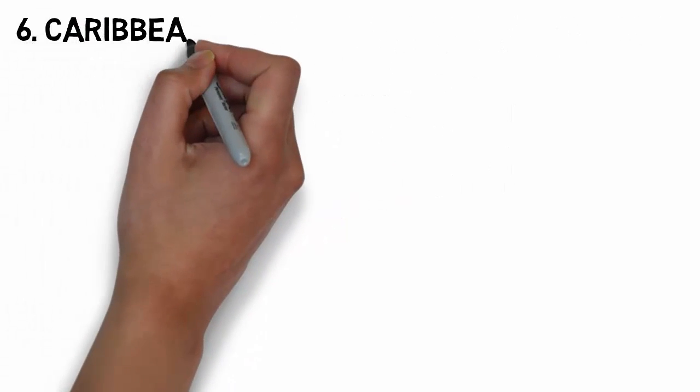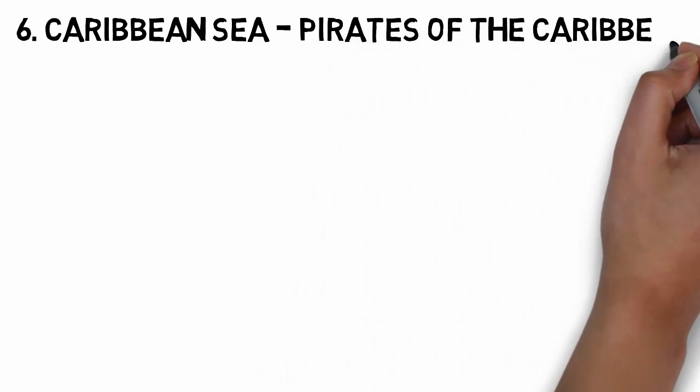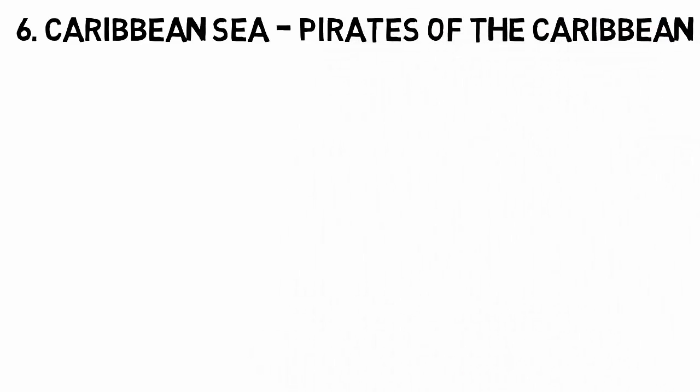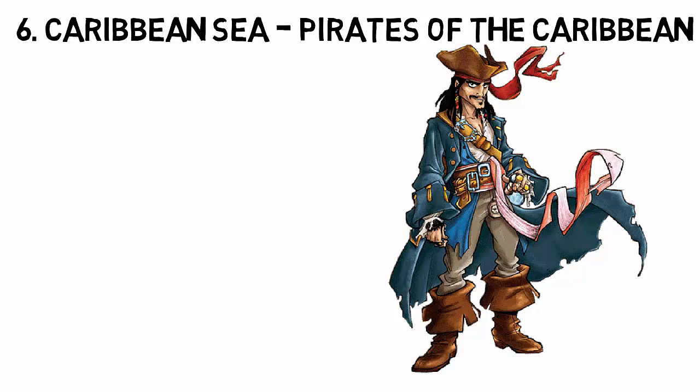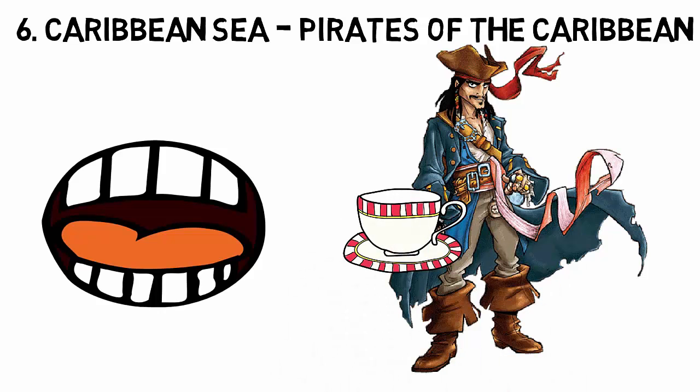The next body of water is the Caribbean Sea. So for the Caribbean Sea, the image we're going to picture is the Pirates of the Caribbean, Jack Sparrow. That's what we're going to picture. So maybe Jack Sparrow comes in and steals the cup and is like, "This is my cup.